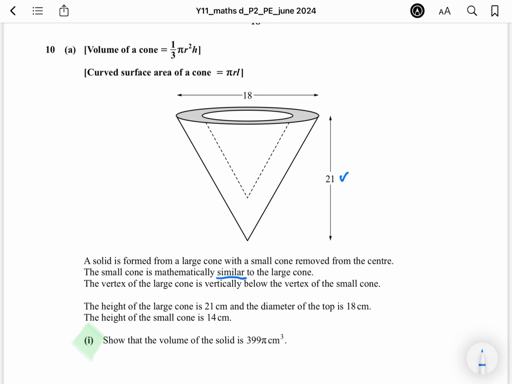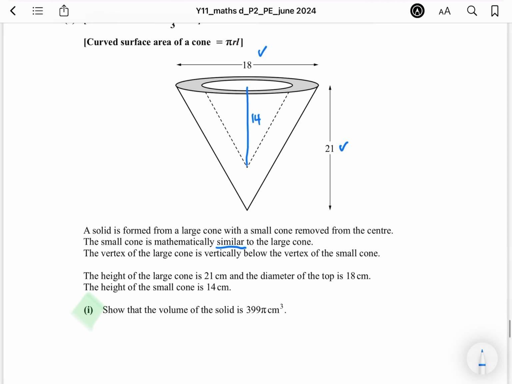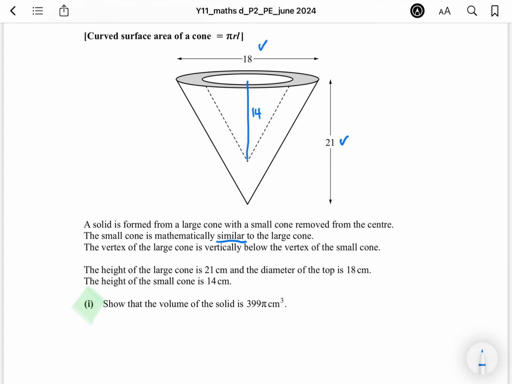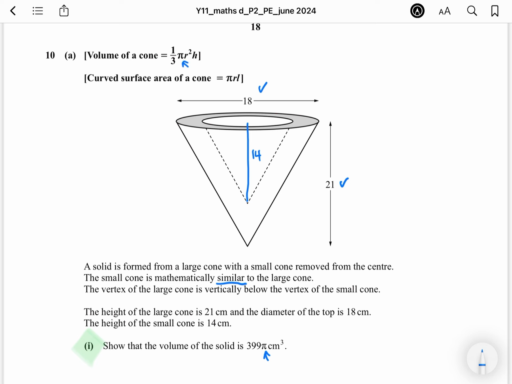Height of the large cone 21, diameter 18. The height of the small cone is 14, so it's not given on the diagram, so we should put it in there. It's from the center, 14. Show that the volume of the solid is 399 pi. Now see here, it's given as pi. That means definitely we use pi because all the formulas use pi. You have no need to substitute pi as 3.14 or 22/7. Just leave it as pi. Treat it like just a variable x.